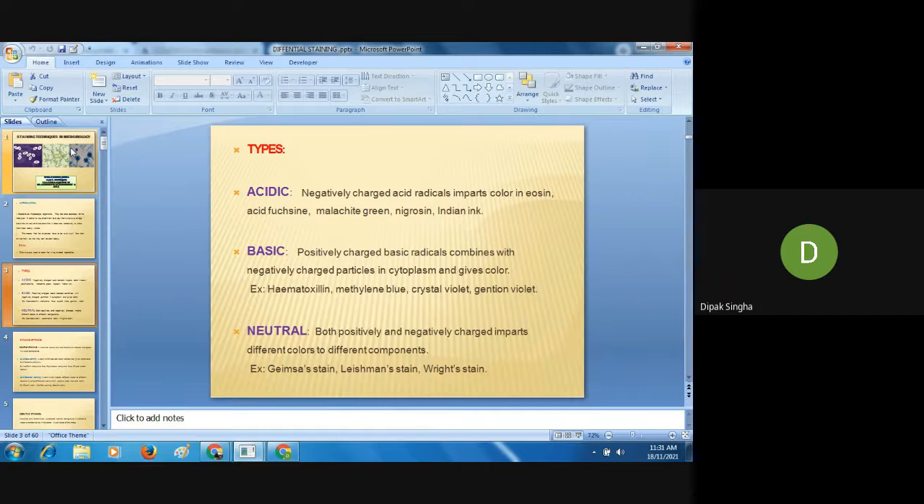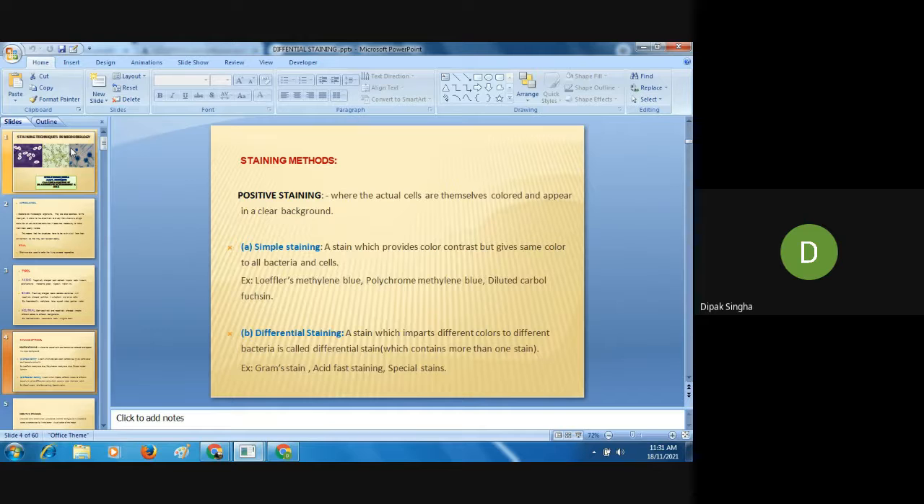What is neutral? There is no pH preference; both the positive and negative charges impart different colors to different components, like Giemsa stain, Leishman stain and Wright stain. Okay. So the staining methods are positive staining, like simple staining and differential staining. Simple staining provides a color contrast but gives the same color to all bacterial cells, like the methylene blue method.